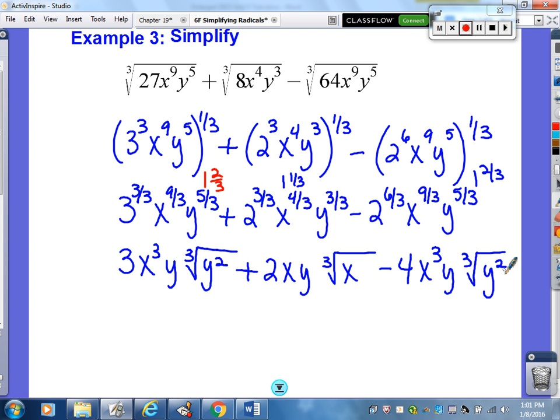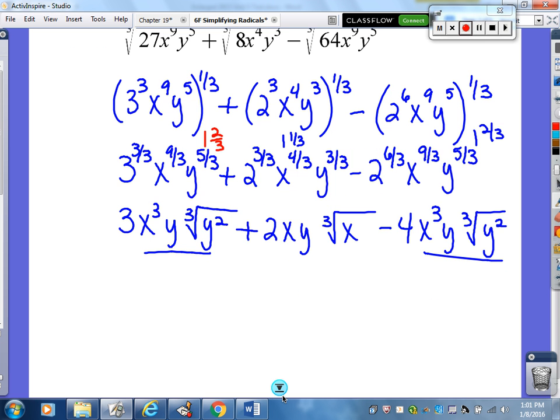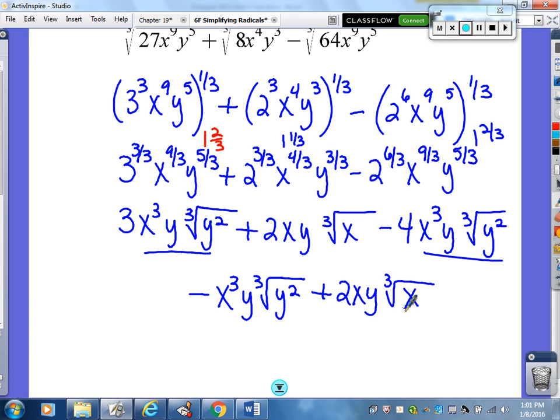All right, we're looking for the same variable parts. So that means this and this one are like terms. So those I'm going to combine. 3 minus 4 is negative 1, x to the third, y, the cube root of y squared, and then I have my non-like term that just gets added on. And that's my final answer.